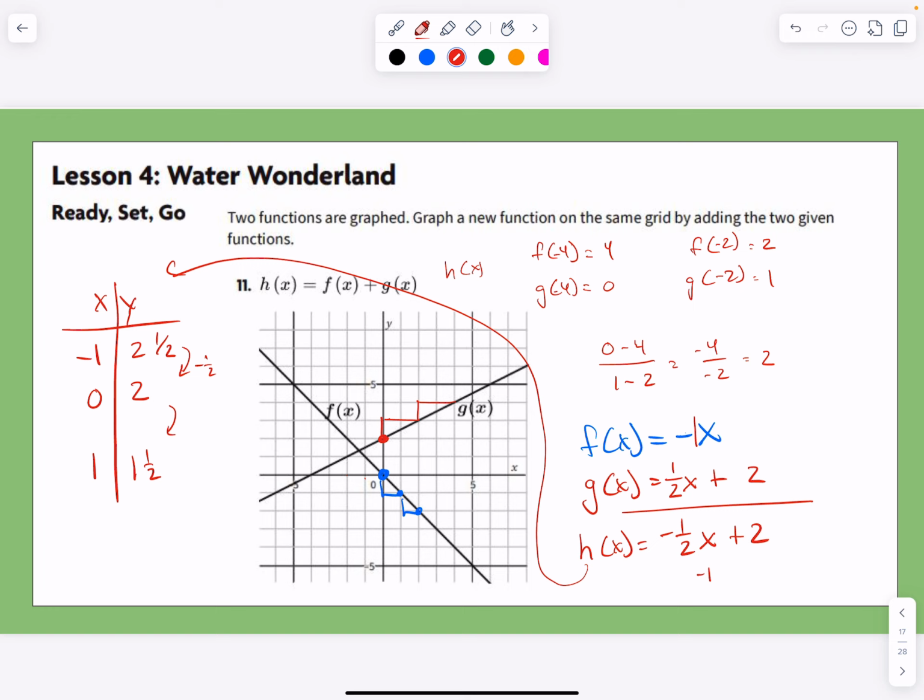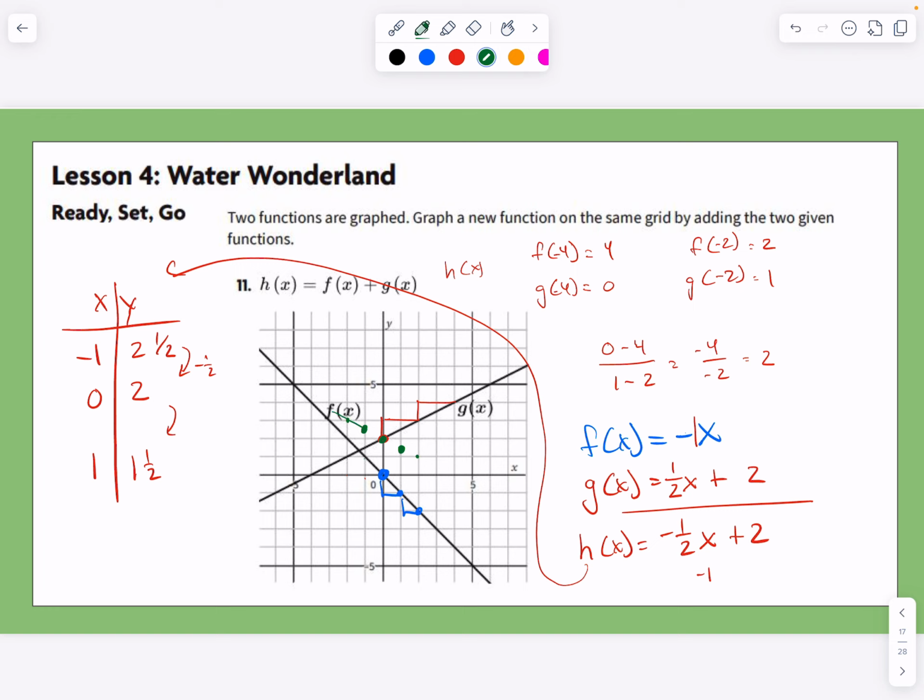Now from that, I had some points here. Now I can plot this. At negative 1, I was at 2.5. At 0, I'm at 2. And at 1, I'm at 1.5. Sorry, I did that 2 wrong. Sorry about that. There's 2, and then I'm at 1.5. So this became my 3 points for that line there. So my new function is going to look more like that.